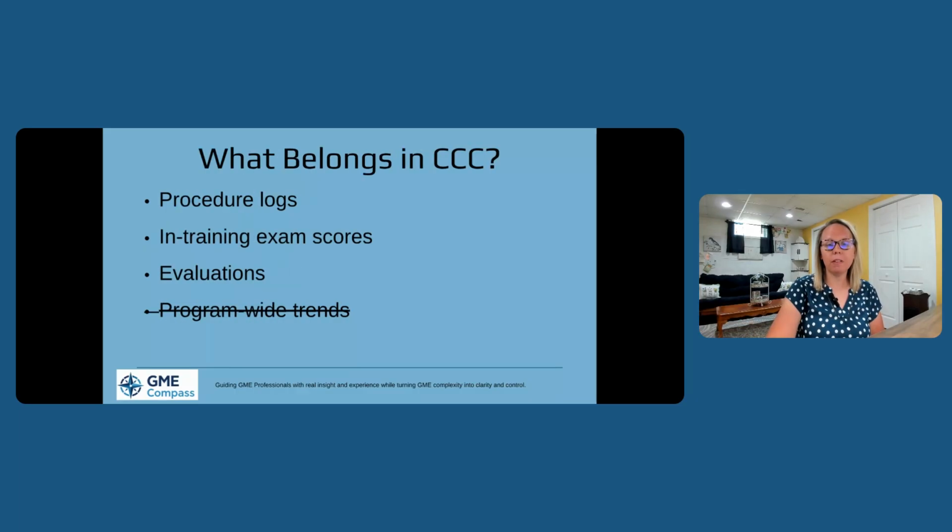Data that belongs within this meeting are your evaluations, and those can be all-encompassing of your 360 evaluations, such as your self-evaluations, faculty, maybe nurse evaluations that happen throughout the year. They might not happen at every CCC, but you want to make sure those are part of the all-encompassing evaluations at some point in the academic year. Procedure logs, in-training exam scores. We mentioned milestones and professionalism concerns.